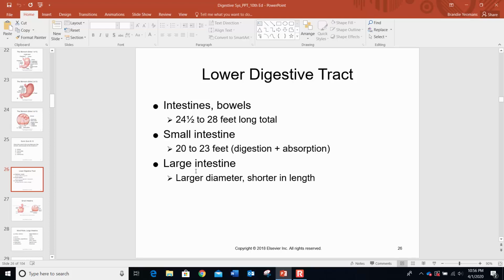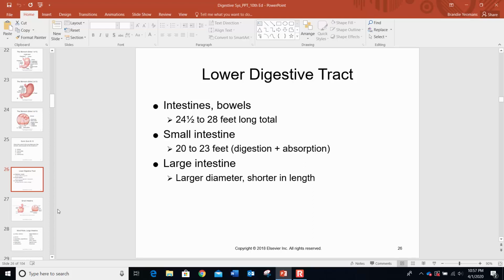And then the large intestine, this is a little bit larger. Remember how in that picture it was bigger. However, it is shorter in length. You can see it's only maybe 5 feet, and this is where we're moving that waste down to be eliminated.